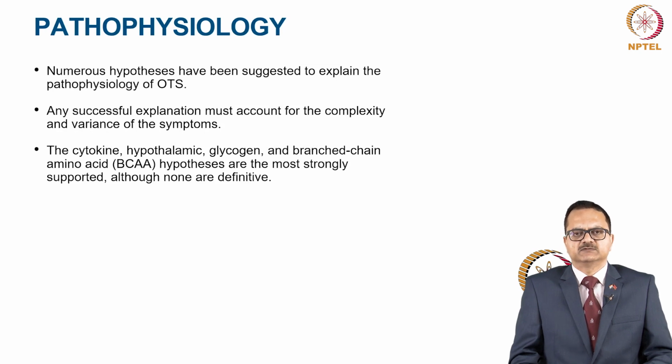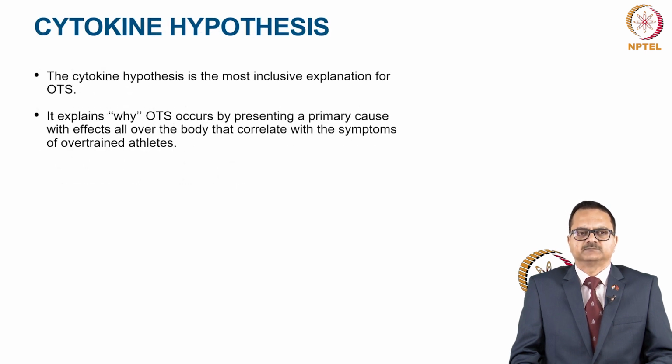There are numerous hypotheses which have been suggested to explain the pathophysiology of overtraining syndrome, and the cytokine, hypothalamic, glycogen, and BCAA hypotheses are the most strongly supported, though I must stress that none of them are definite. Let's talk about the cytokine hypothesis, which is said to be the most inclusive explanation for overtraining syndrome. It explains why overtraining syndrome occurs by presenting a primary cause which affects the whole body, and it can correlate with the symptoms of overtrained athletes.